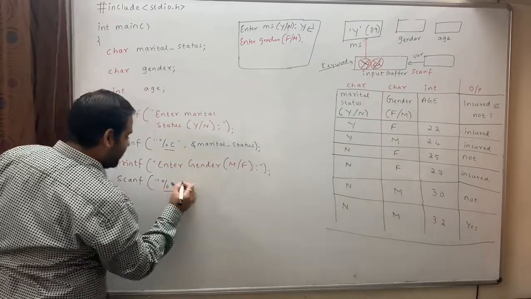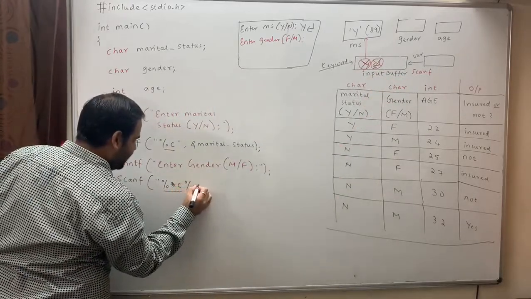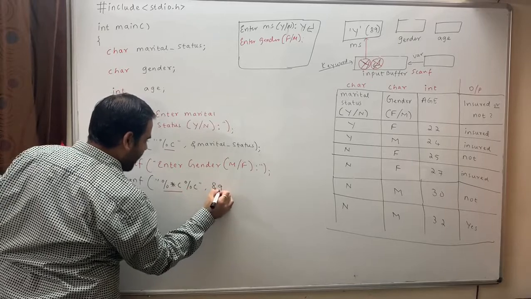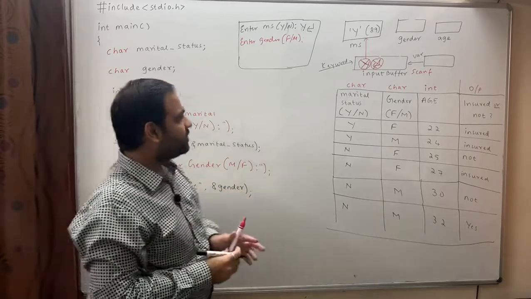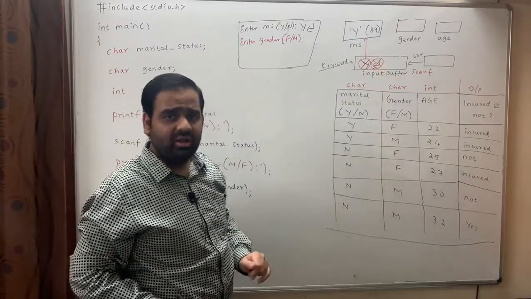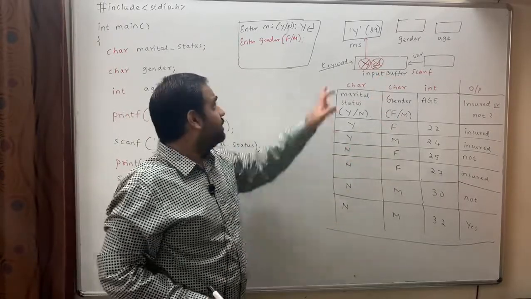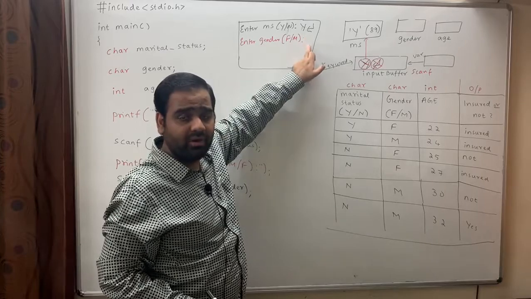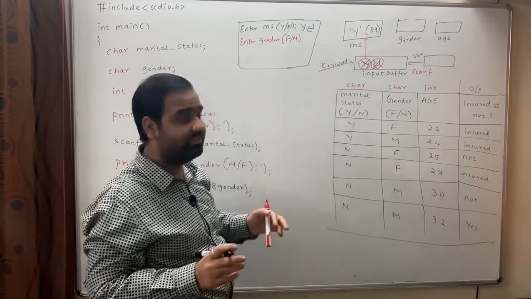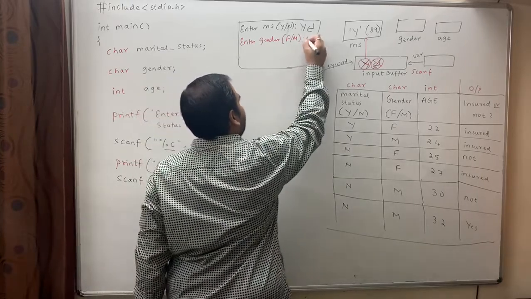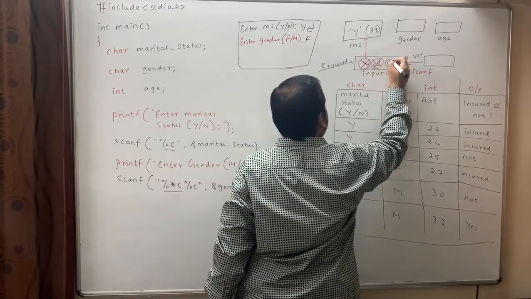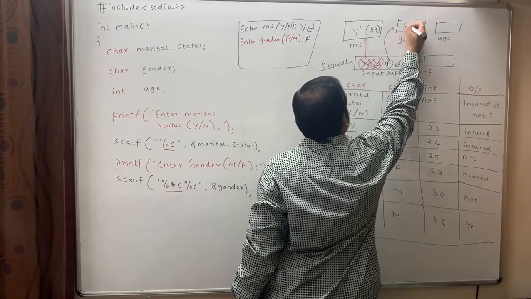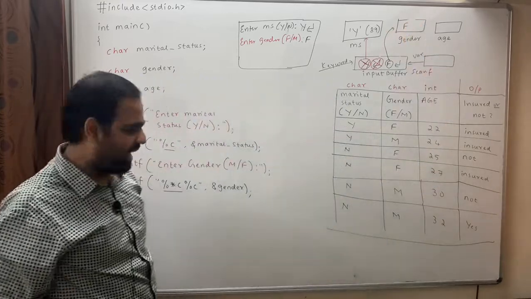And how can we read the character now? You can say %c ampersand gender. Now what will happen? There is nothing in the input buffer, so the cursor will wait for you to enter some value. Let me say F over here. Whenever you say F and the enter key, this F will be stored in gender, the character F.